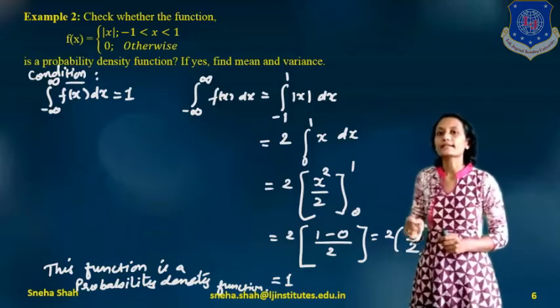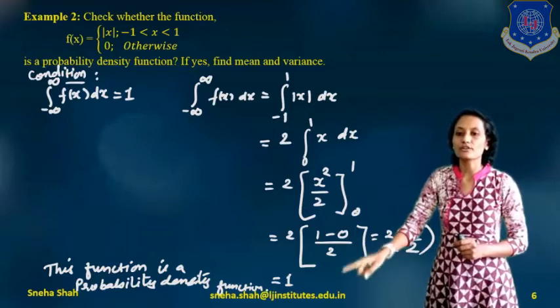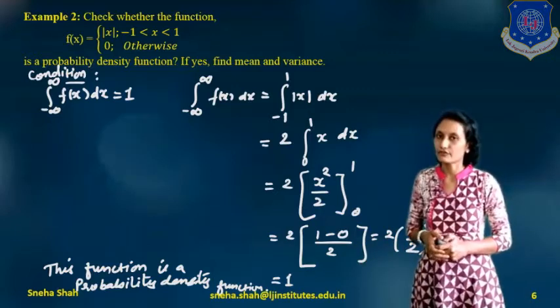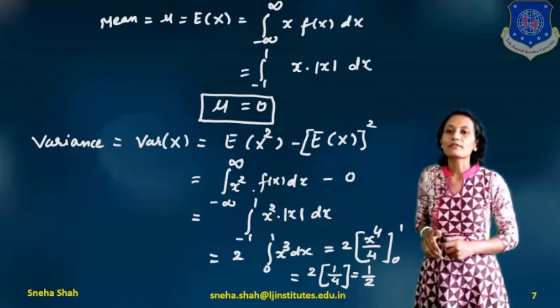And as you know that the integration minus infinite to infinite f of x dx equals 1. So from this we can say that this function is probability density function. Now we have to find out the mean value of this.